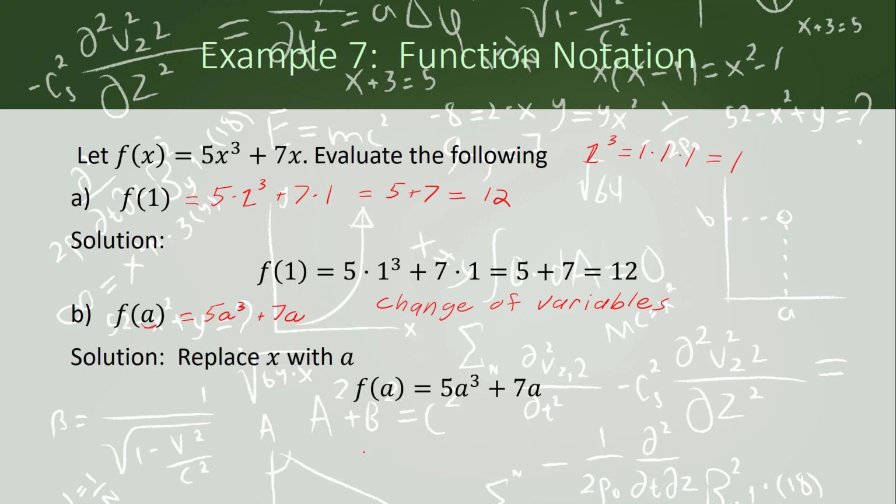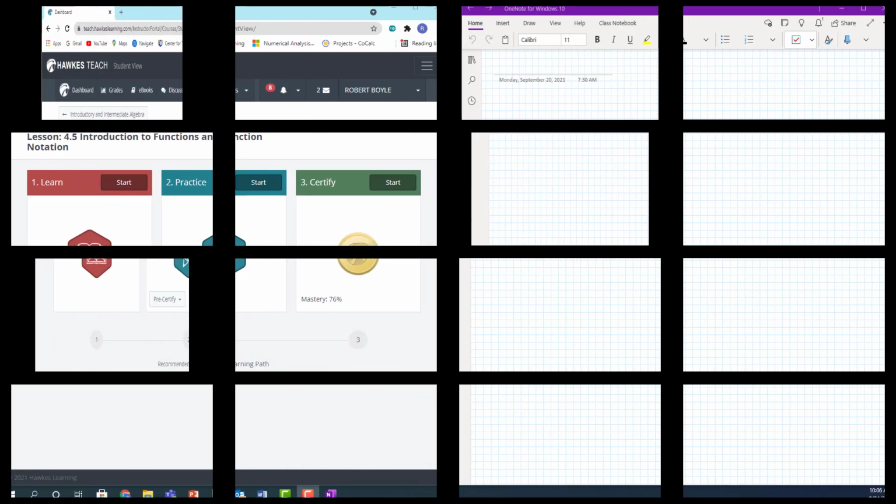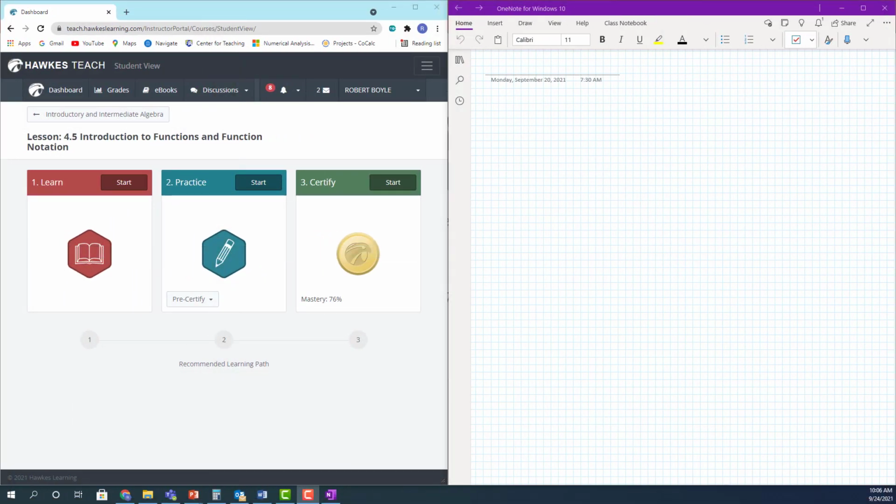And there you go. And that is pretty much all that I have as far as SciShow stuff is concerned. Give me a second to get Hawks up and running, and we'll walk through a couple of practice problems in Hawks. Okay, so here we are in our standard Hawks setup. I have Hawks here, and I have OneNote on the right hand side. And let's go ahead and start practicing.